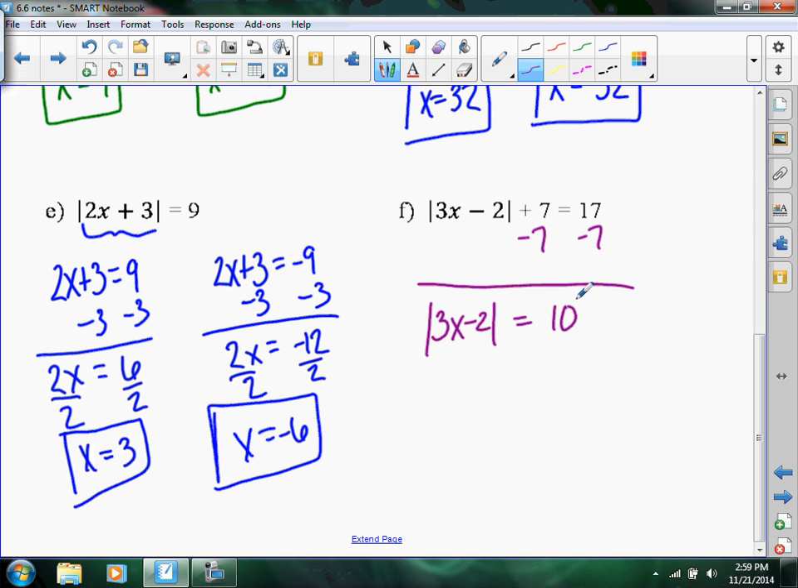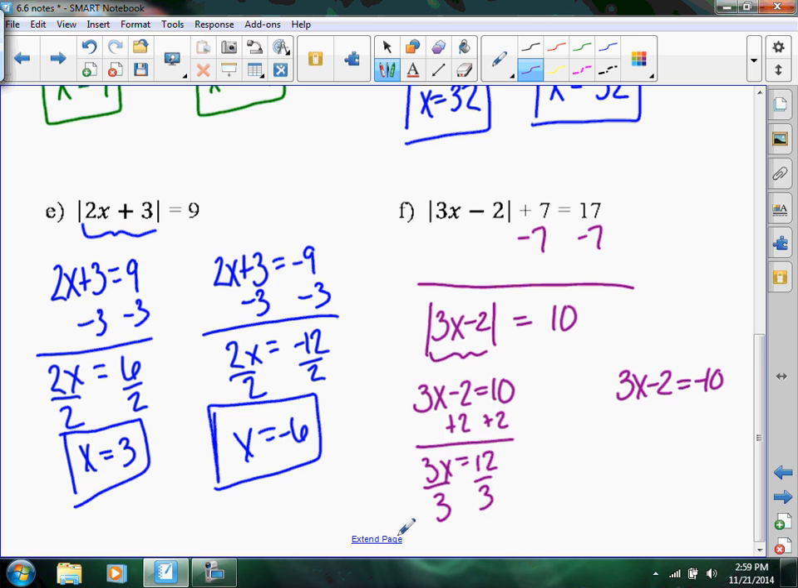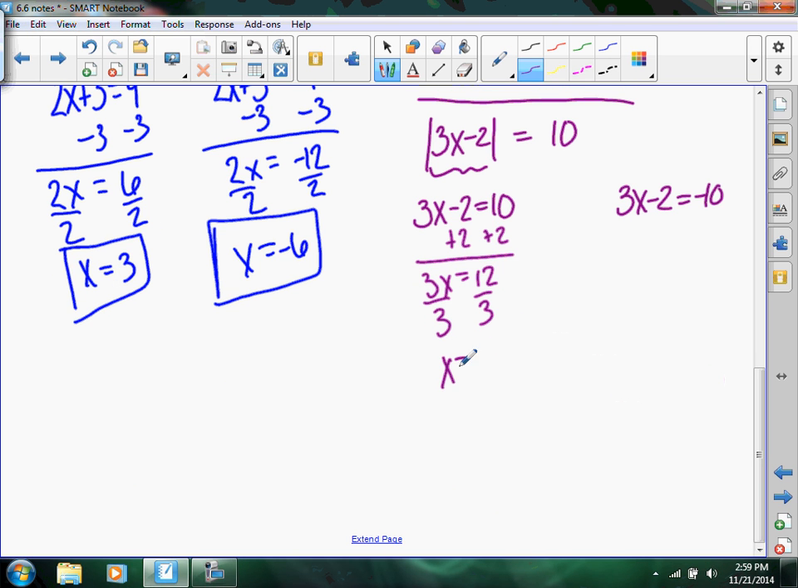And usually students then just start solving that and get one answer. But remember, we need two possible solutions here. Because this means I took the absolute value of something and I got 10. Well, that something that I could take the absolute value of could be a positive 10 or a negative 10. So now I have to do the 3x minus 2 equals 10 and the 3x minus 2 equals negative 10. So I'm going to add the 2 over. So 3x equals 12. And then when I divide by 3, I'll get x equals 4.